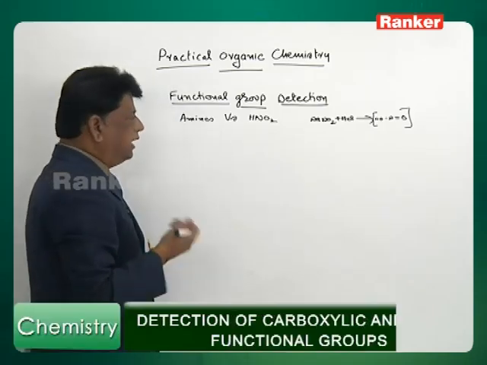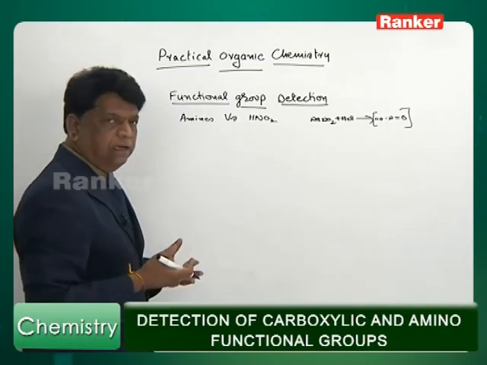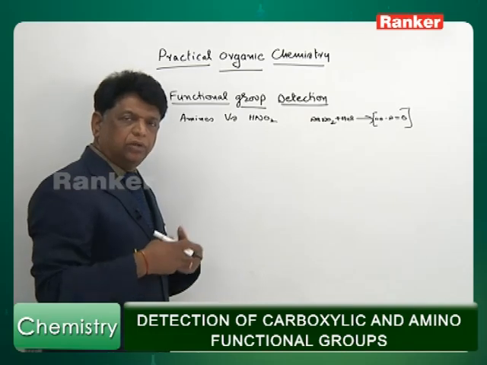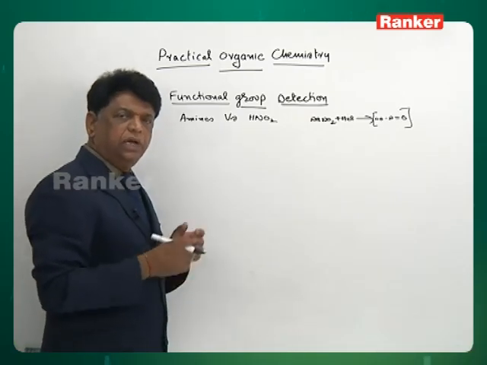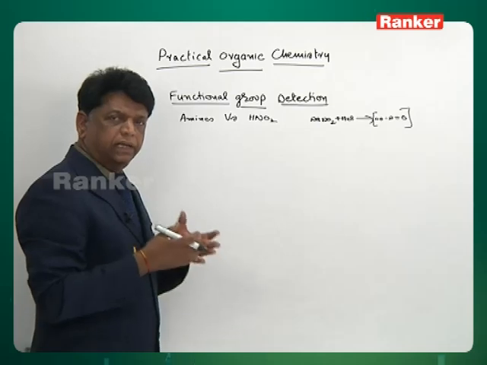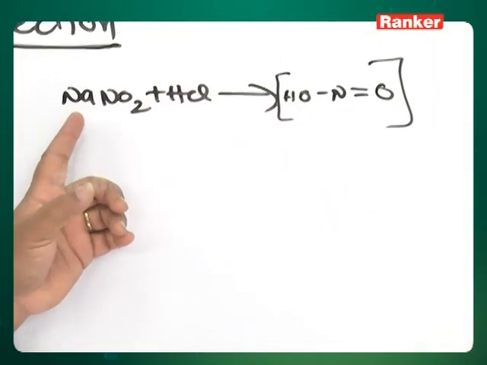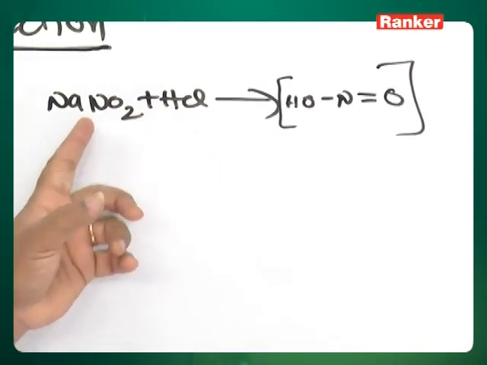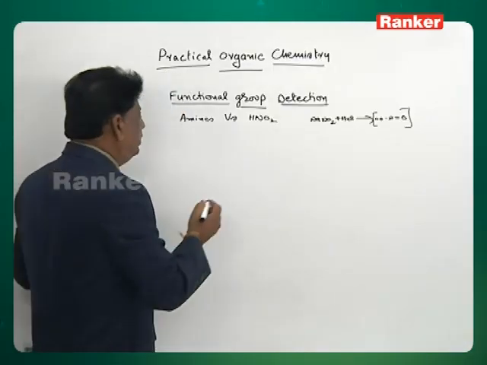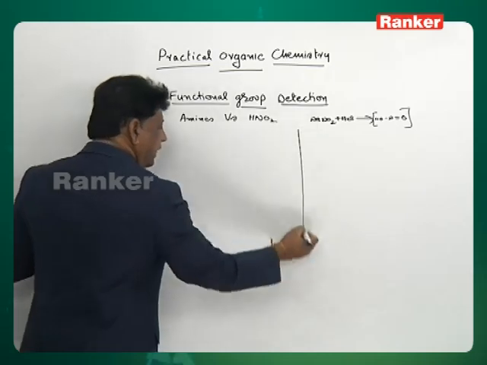Nitrous acid is not available in the lab because it slowly oxidizes. Therefore, you cannot prepare it and keep it ready, isn't it? Whenever you want nitrous acid, add salt and acid, and you will get the nitrous acid. So, we have two types of reactions.